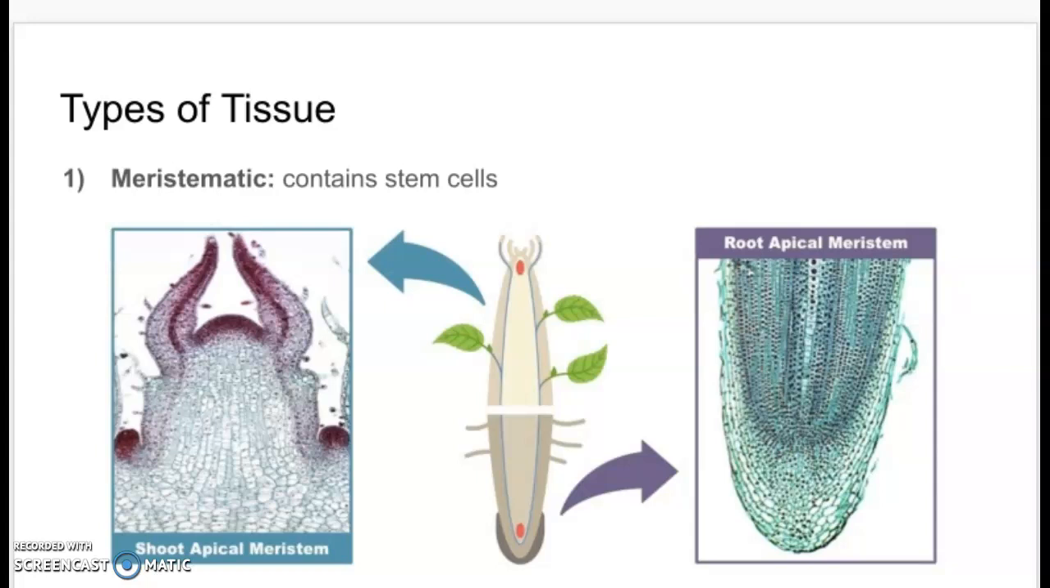So you see here the root of this plant. If this whole area is new, then these would all be meristematic cells because they are brand new cells that were formed to develop this tissue.